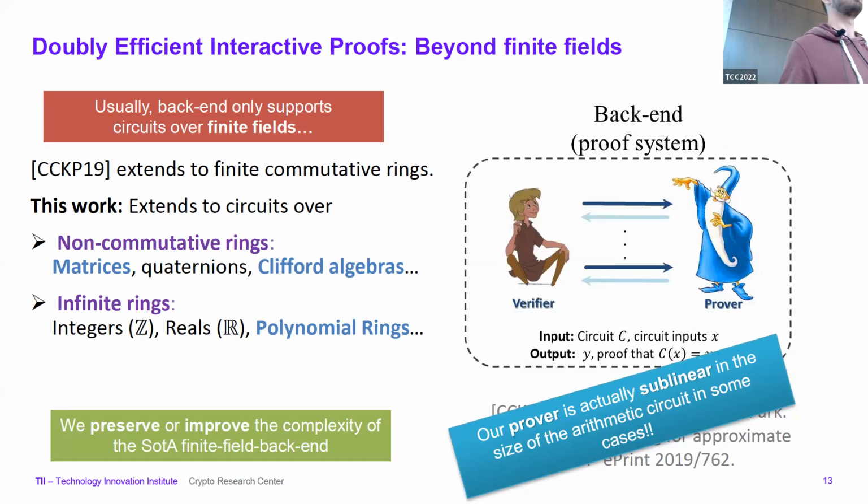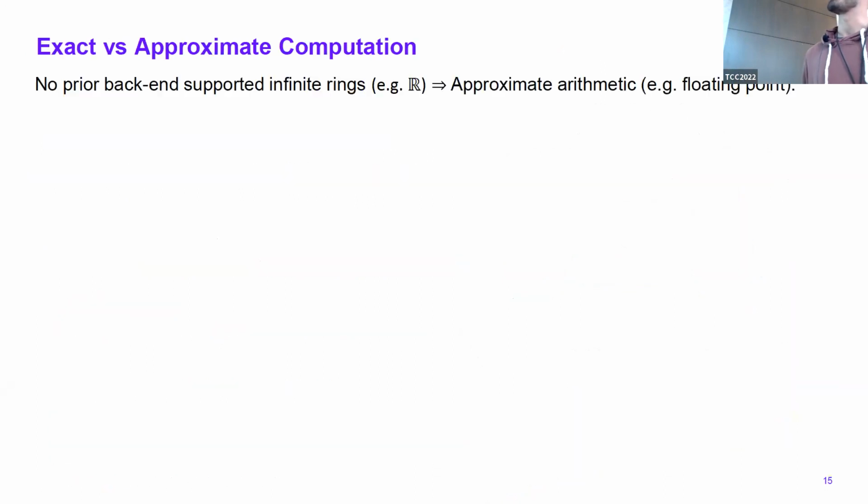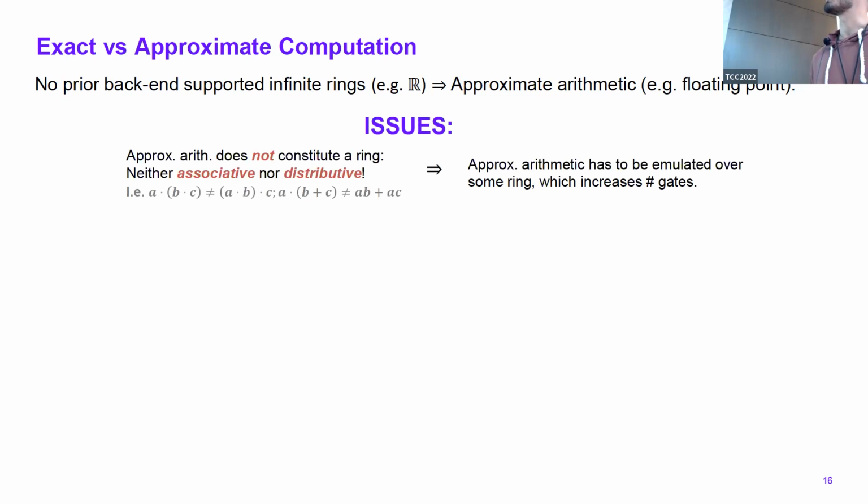And another kind of preaching I want to do in this talk is about how real numbers are different from floating point numbers. We know that, but let me get into some details. The fact that no previous work supported infinite rings meant that you couldn't do exact arithmetic. So you had to resort to approximate arithmetic and use floating points or something like this. And one problem with approximate arithmetic is that it's not very algebraic. You don't get a ring, so you don't get something that is associative, or you don't get something that is distributive.